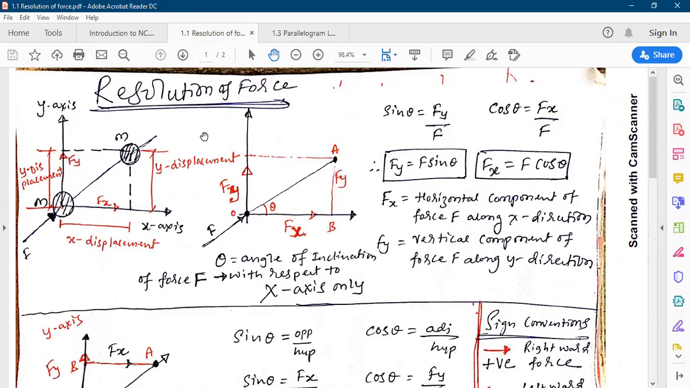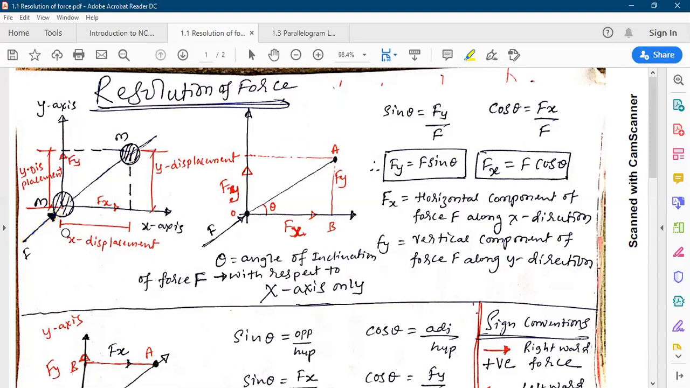directions. We can see that the force is acting on an object here. As we apply a force, the body starts moving from one point to another in the direction of the applied force. If I apply a force on a body in the horizontal direction, the body will undergo displacement in the x direction. Similarly, if I apply a force on a body of mass m in the y direction, the body will undergo displacement in the y direction.